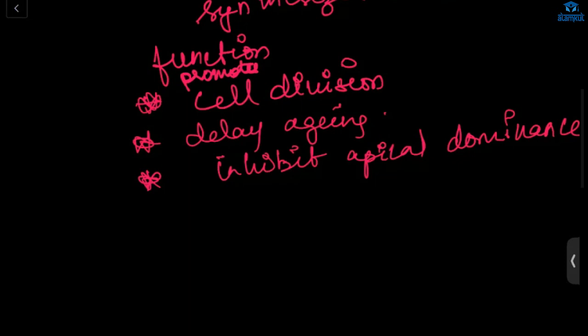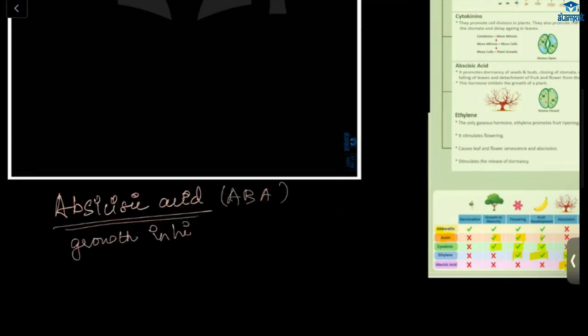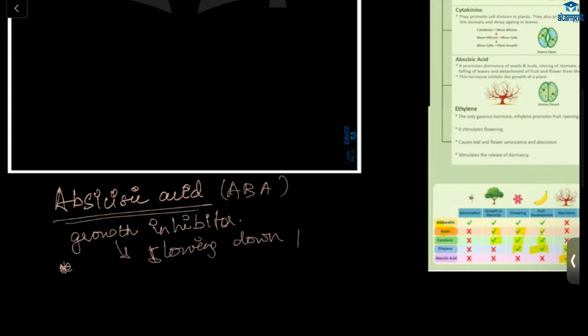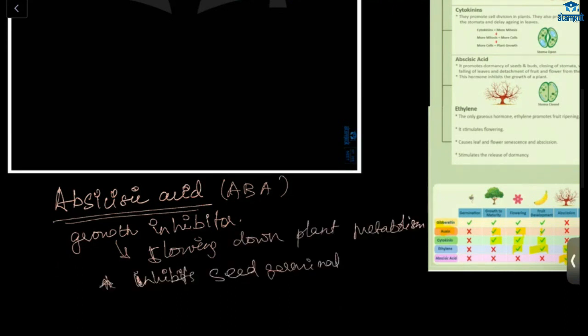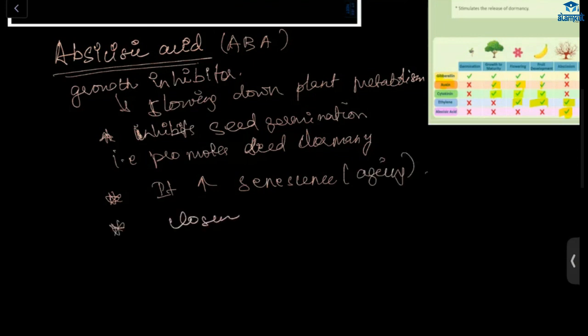Next, what do we have? Abscisic acid, ABA. It is a growth inhibitor. Mostly its function is related to inhibiting plant growth and slowing down plant metabolism. Then it inhibits seed germination. That means it promotes dormancy and increases senescence, that means aging. And one more thing, the closing of the stomata is done by this hormone.